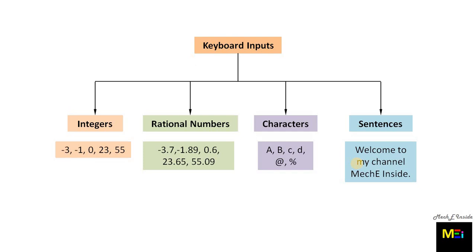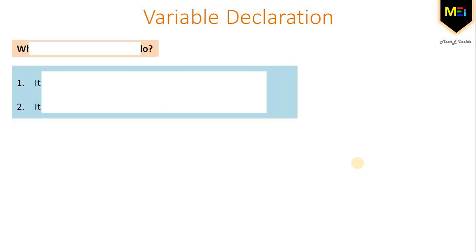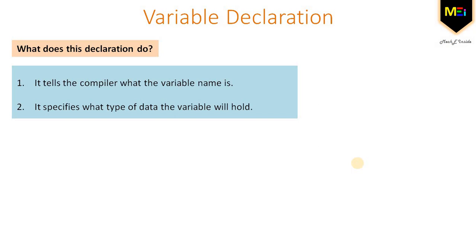So for this reason, we also need to specify what sort of data is going to be stored in the named memory location, or you can also say the variable. This will allow us to introduce a new term into the course, that is the variable declaration. It is simply defined as the declaration of the variable.